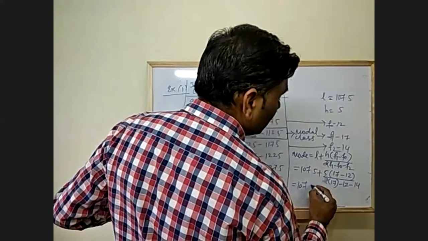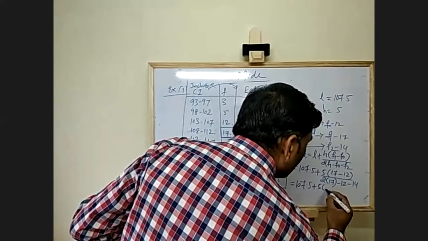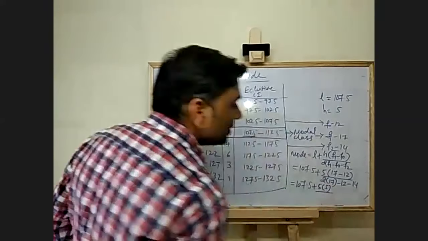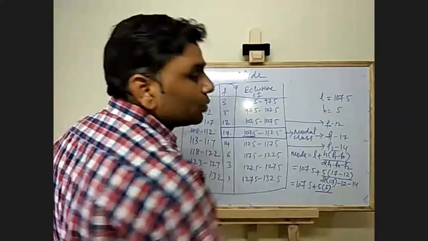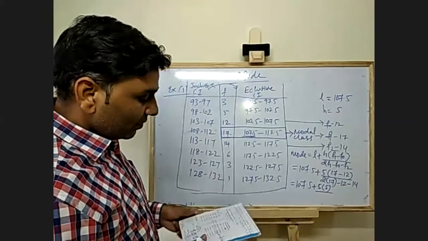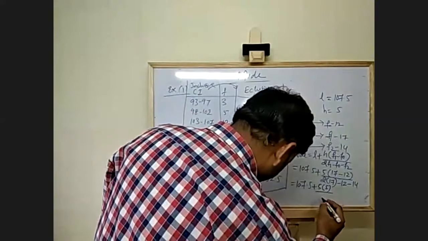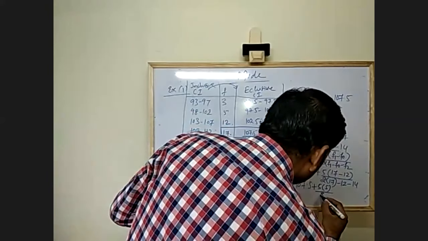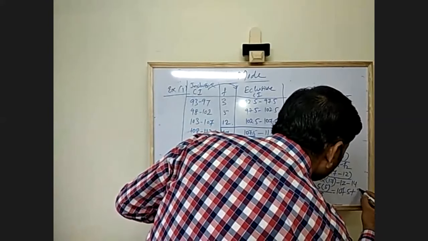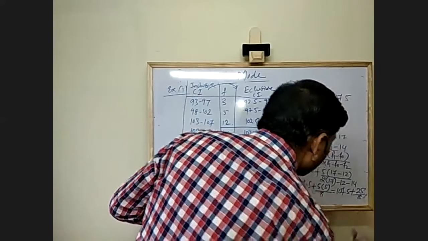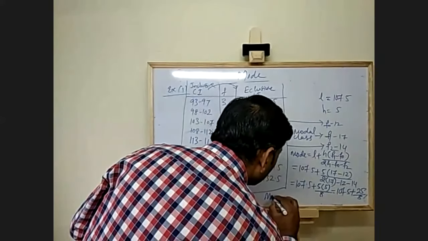So 107.5 plus 5 into 5 divided by 17 twos are 34 minus 26. 34 minus 26 will give you 8. 8, which is equal to 107.5 plus 25 divided by 8. Divided by 8.